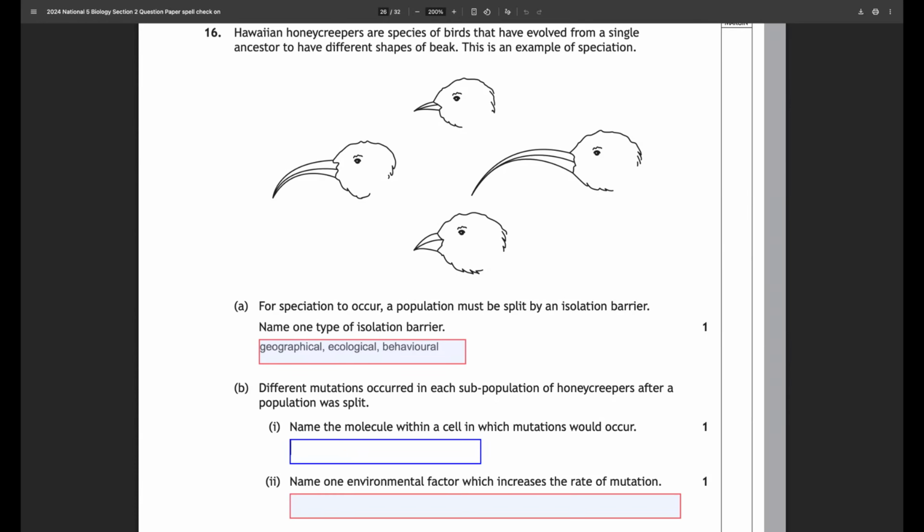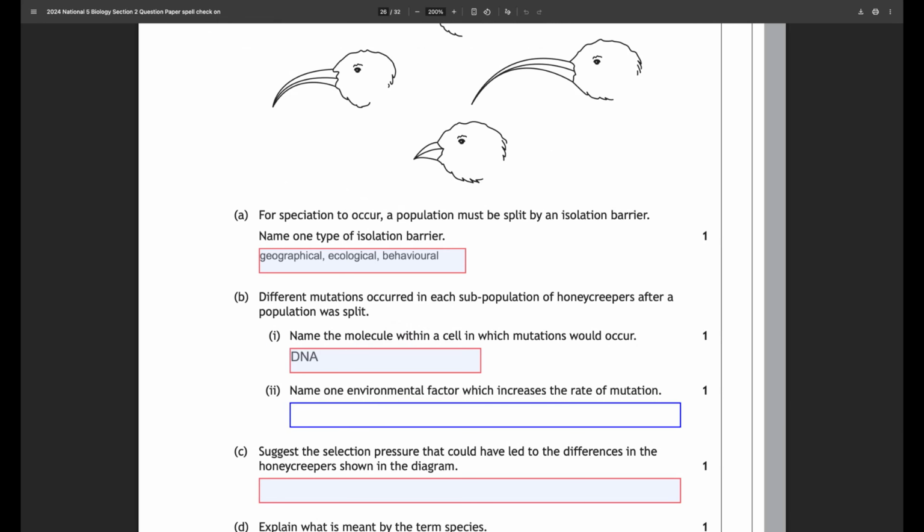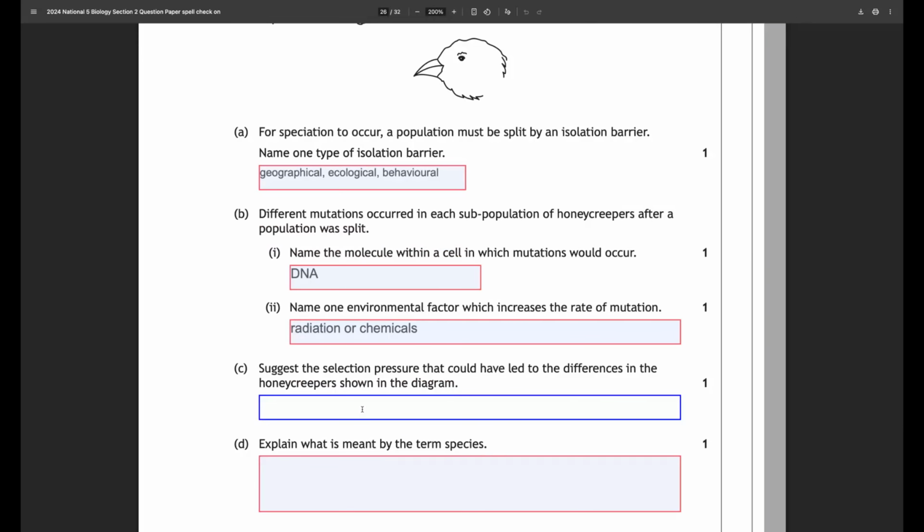The different mutations occurred in each subpopulation of honey creepers after a population was split. Name the molecule within a cell in which mutations occur. Mutations occur in our DNA. Name one environmental factor which increases the rate of mutation. Again, this is a straightforward knowledge question. It'll be radiation or chemicals for that one. Okay, again, if you're not sure about these two questions, go and have a wee look at the start of 3.6 and make sure you memorise those.